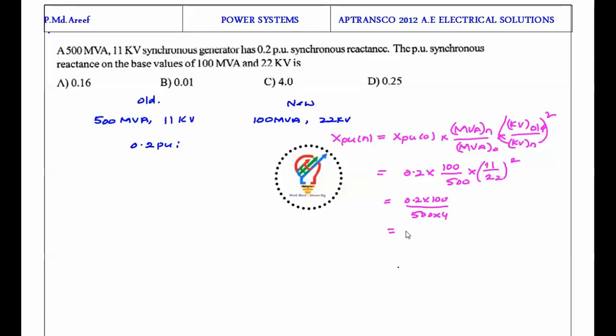So it is nothing but 0.01 per unit. The answer is B. It has no units, so 0.01 is the answer.